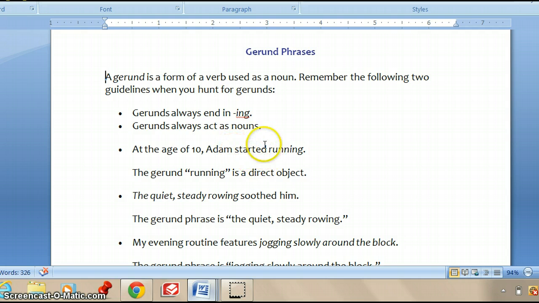Started in this sentence is your verb. And if you remember last year, you did direct objects. Direct objects answer the question "what" of the verb. So Adam started what? He started running. Running in this sentence is a noun. It is a thing. It is not an action. The action is the verb started. Okay, so running is the direct object. Let's look at another one.